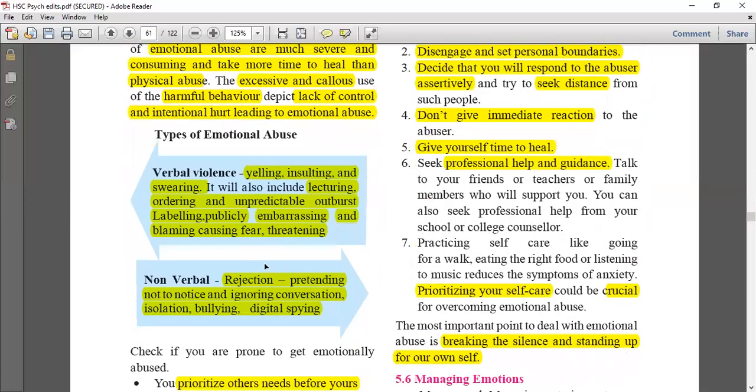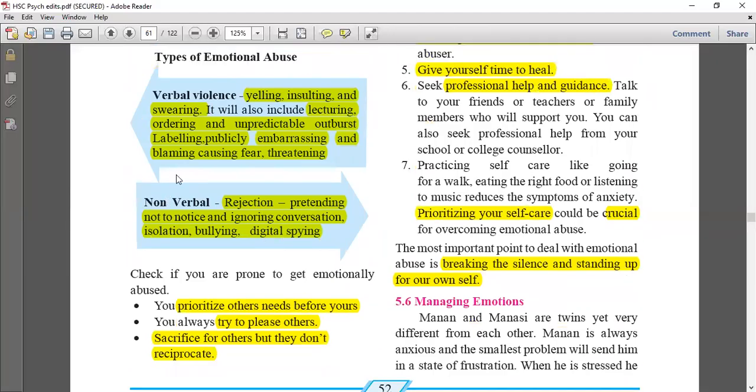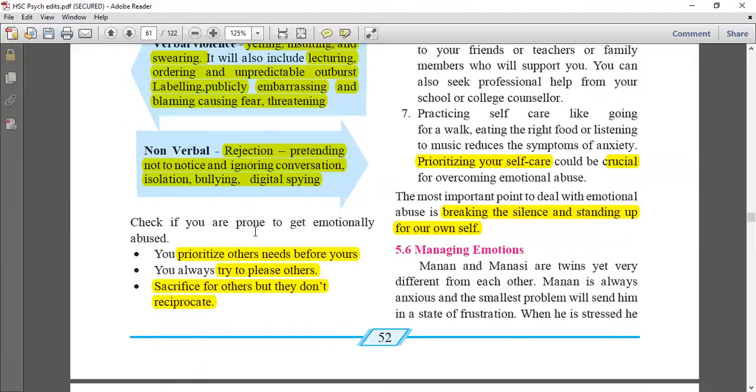Very important. The types of emotional abuse include verbal: yelling, swearing, embarrassing other people, labeling. A lot of times parents jokingly say, this is my lazy son, this is my good daughter. So labeling can also lead to everybody constantly labeling you as not being good enough. Non-verbal ways include rejecting, ignoring, grouping, where everybody becomes one group and you're being ignored. That is also emotional abuse.